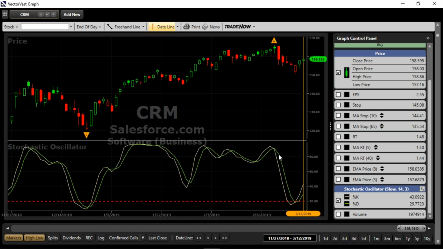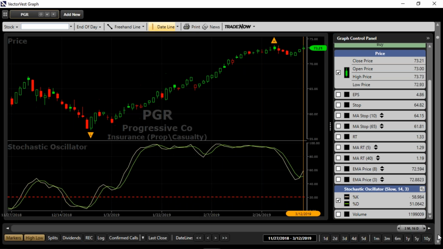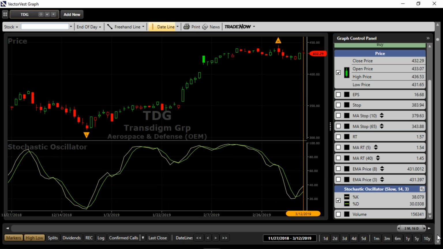So look, there's a lot of upside here. I don't think you're too late to the party. But did it first cross from below 20 to above 20? No. Not to say that I wouldn't buy it, but we're looking for that initial crossover. No, it didn't, right? This is progressive.